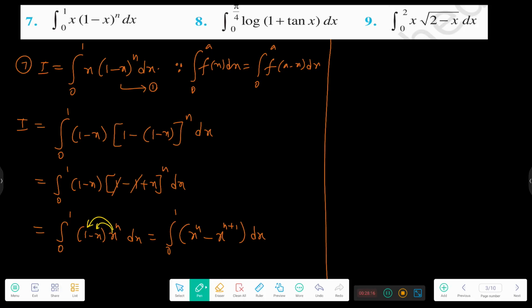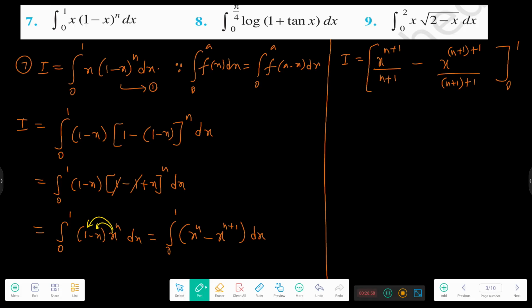Now let's see. I is equal to the integral of x power n, what is that? Do you remember? x power n plus 1 divided by n plus 1. Whatever the power we have, we should add 1, and the same power we bring to the denominator. Minus, then x power n plus 1, its integral is x power n plus 1 plus 1, which means x power n plus 2, divided by n plus 2. Whatever we have, we add 1 to it, and the same power we give to the denominator.